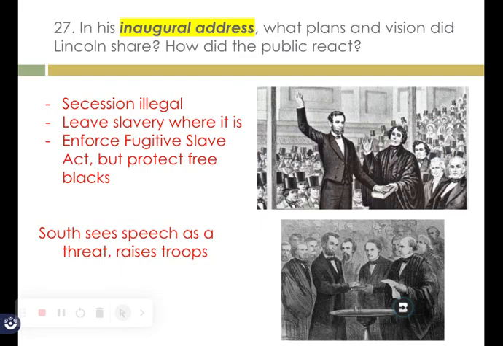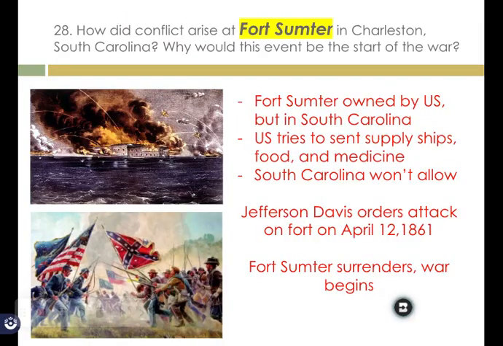Now, even though it seems as if Lincoln is sort of being fairly generous to the South, most of the Southerners view this, though, as a threat, especially the fact that he declares secession illegal, when we know the ideas of nullification and secession are so important to the Southern states, right? Ever since the Jeffersonian era, the South sort of began to raise troops now, okay? So war is going to begin, and it's going to begin in 1861 at Fort Sumter.